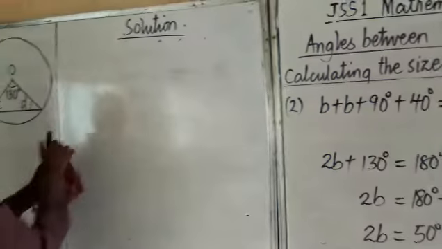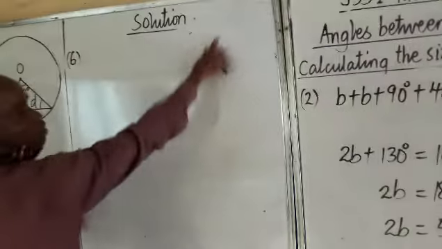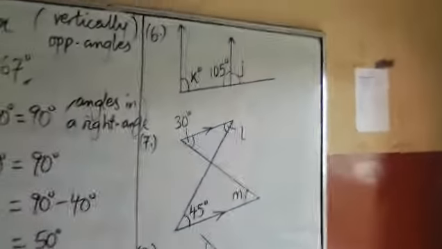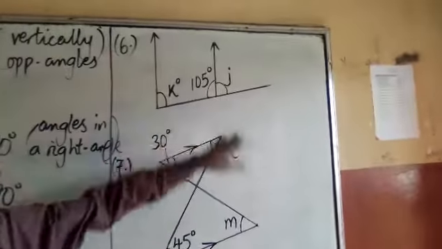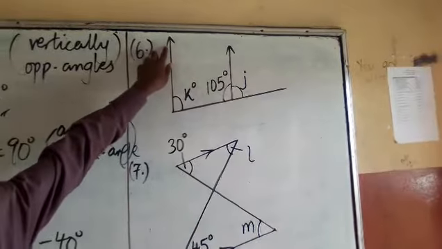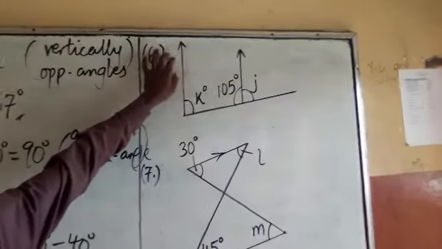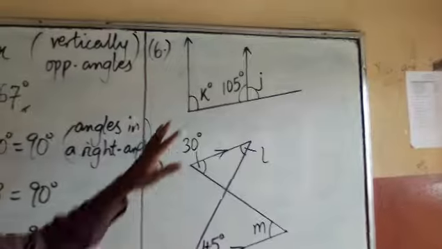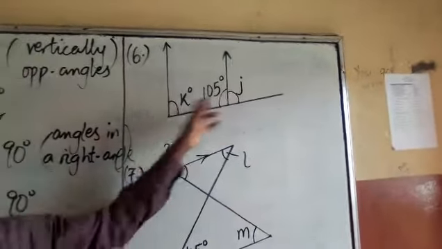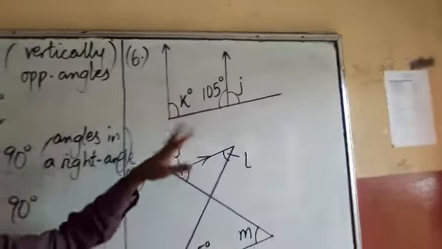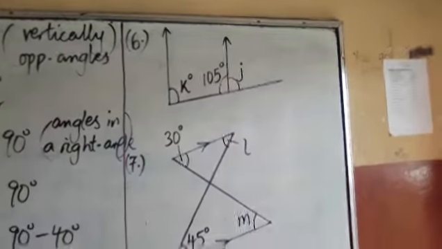Example 6. We have the diagram of the board. Okay? So this line and this line, they are parallel. You can see that with the use of the arrow end. In the last class, I told you that arrow ends are used to show or indicate that two or more lines are parallel to each other.